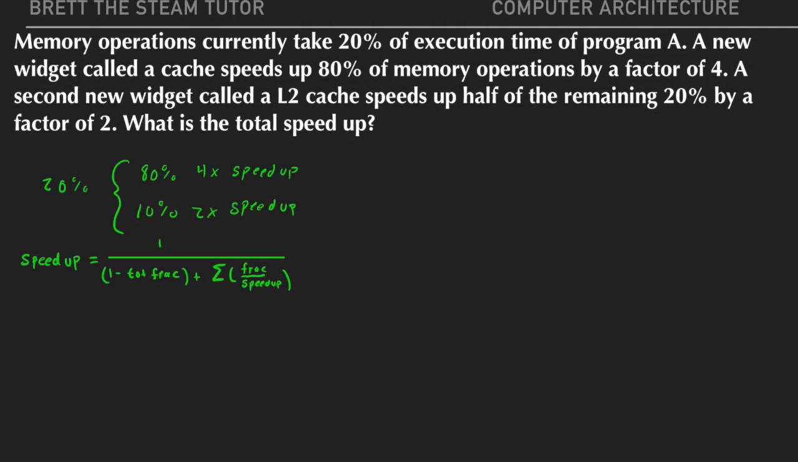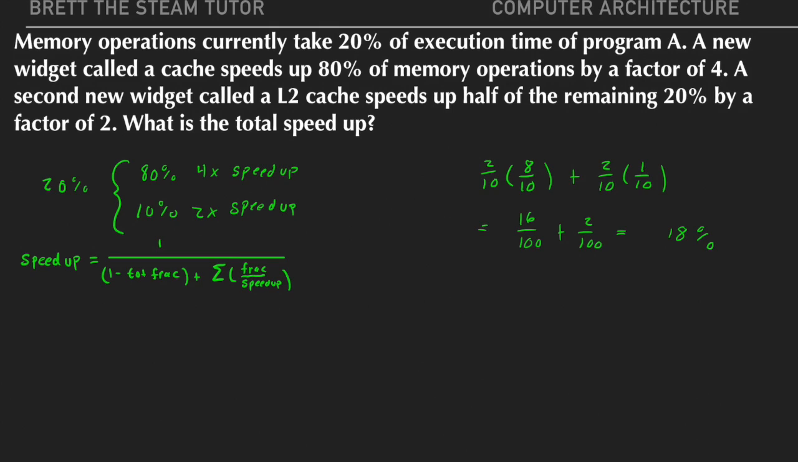So the first thing we want to do is let's just find that total fraction. So we say 80% of 20% plus 10% of 20%. That's 16 over 100 plus 2 over 100. And that's going to be 18%.